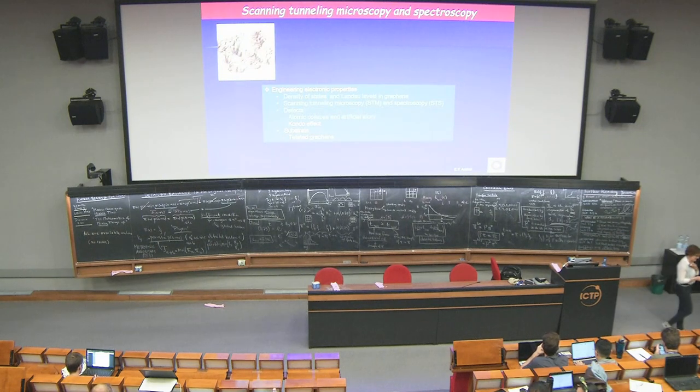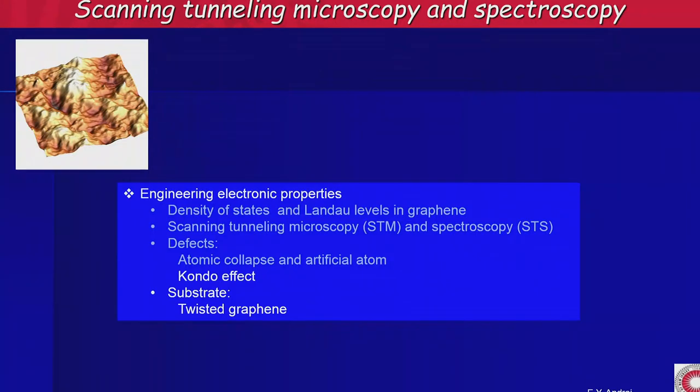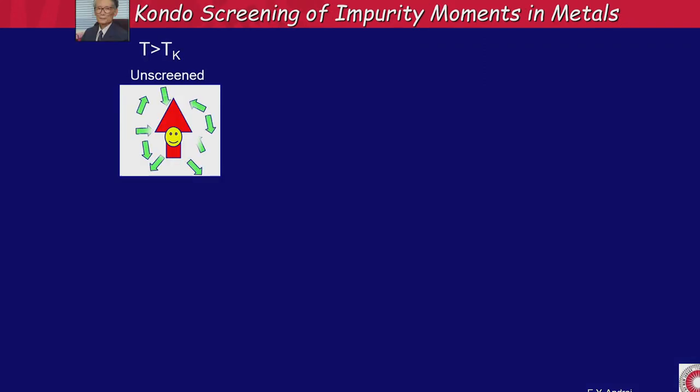Okay, welcome back. So now we're going to the last part, and we're going to talk about the magnetic moment in graphene, and in particular about the Kondo effect in graphene. Okay, so if you have a magnetic impurity in a standard metal, at high temperature, nothing happens to it. There's no screening. The magnetic moment is bare.